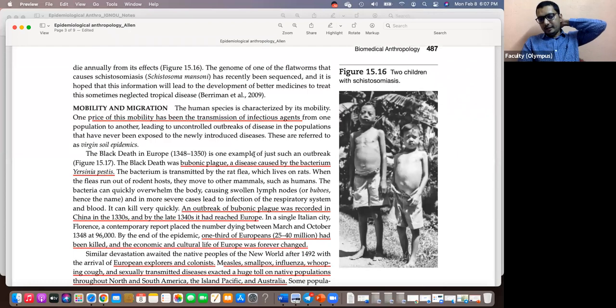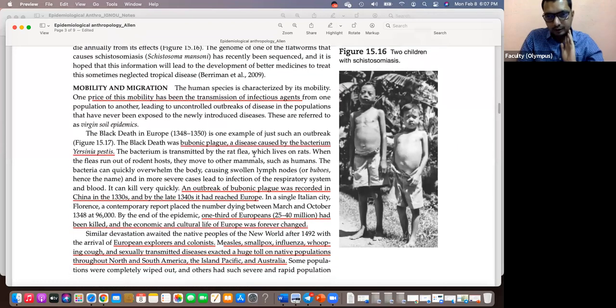Okay, also mobility and migration. You can also talk about transport as a factor here. Before I go to the last part, which is a case study of Kuru and how it started spreading, let me finish this. So in African cases, children with this schistosomiasis look like this. Abnormal facial features, abnormal body features.